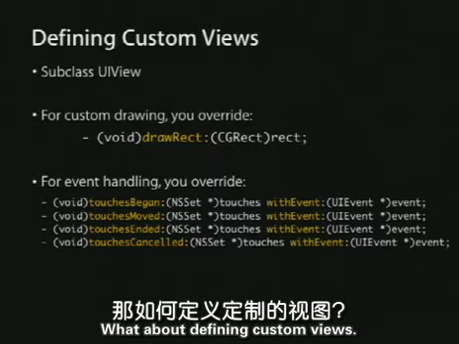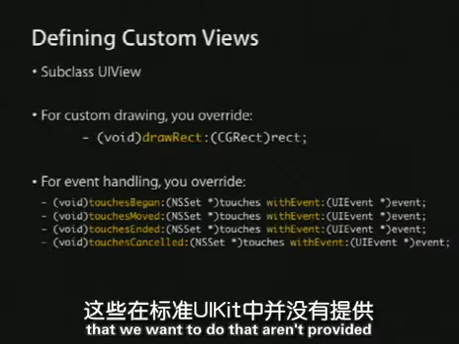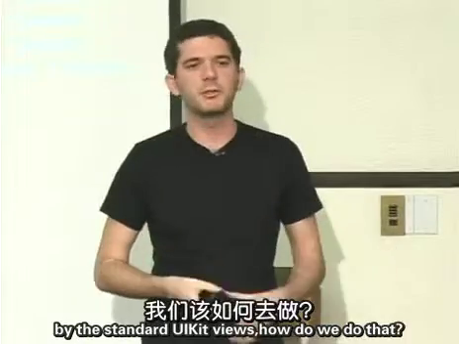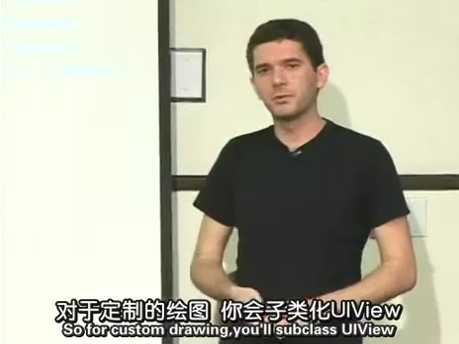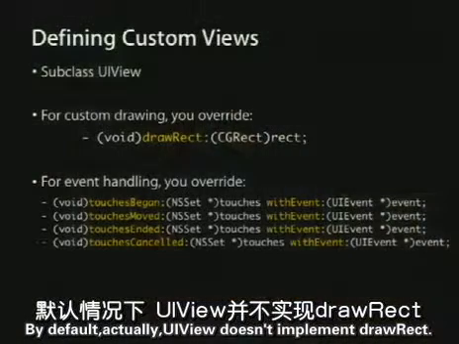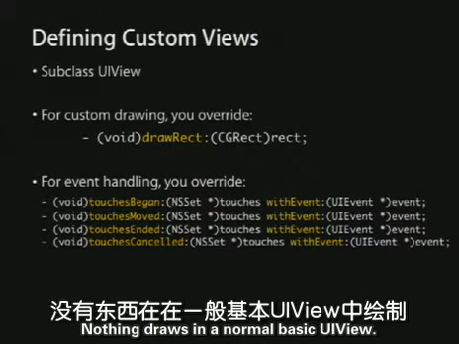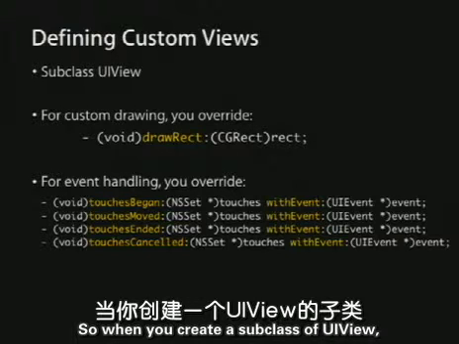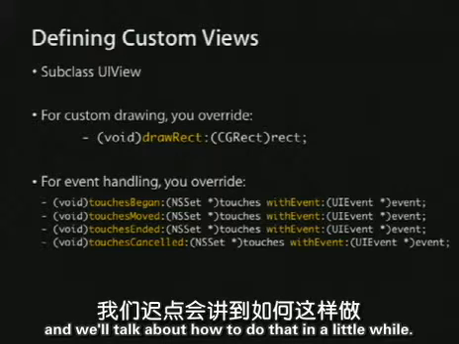What about defining custom views? If we've got our own drawing or our own different things that we want to do that aren't provided by the standard UIKit views, how do we do that? So for custom drawing, you'll subclass UIView and override the method drawRect. By default, actually, UIView doesn't implement drawRect. There is no implementation. Nothing draws in a normal basic UIView. So when you create a subclass of UIView, you can implement drawRect to draw anything you like in there. And we'll talk about how to do that in a little while.